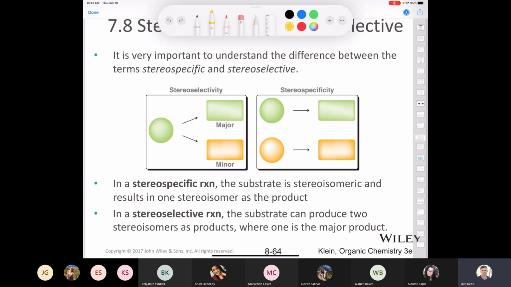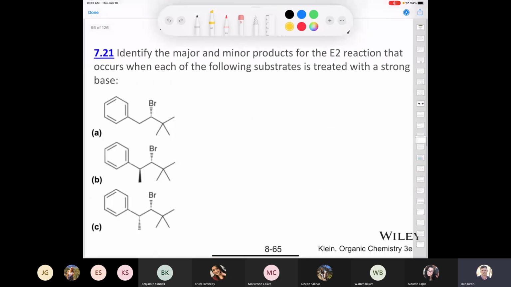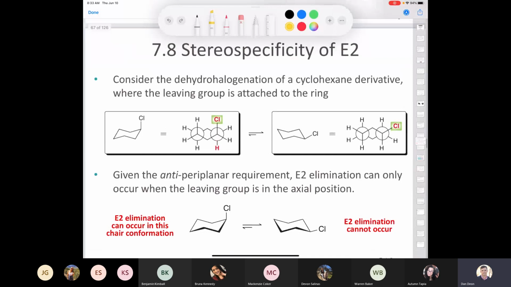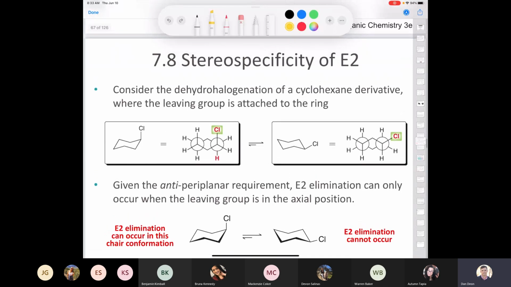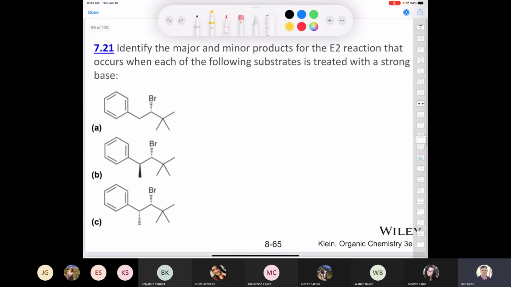Anyhow, if you understood what was going on when I was mentioning the requirement of something being antiperiplanar, the next thing that we're going to look at is how it applies to a cyclohexane ring. So before we do that, I want to take a look at some examples. So this is a specific example. This is question 7.21. So just give me a second here and we'll take a look at these. You can start taking a look.